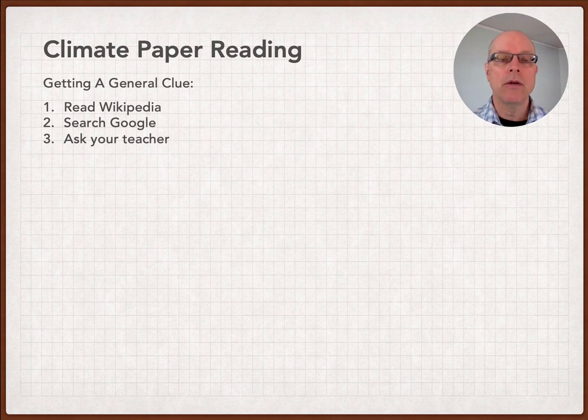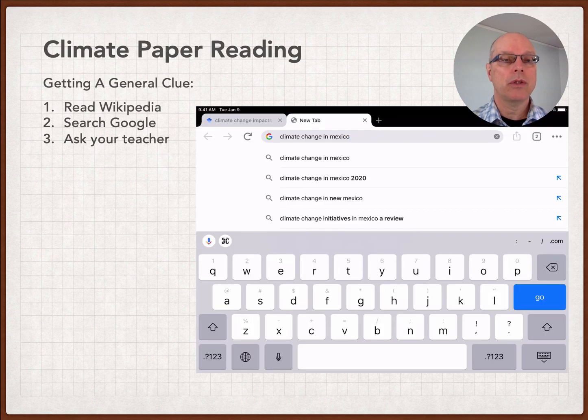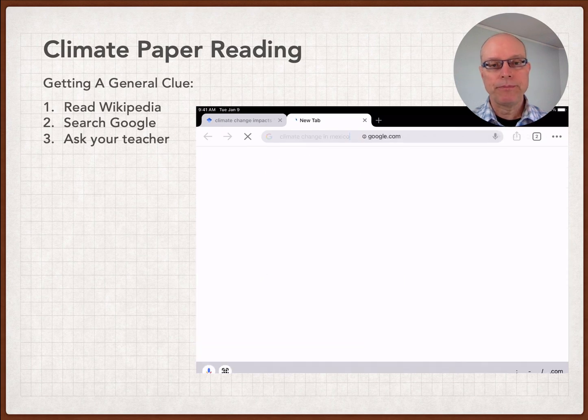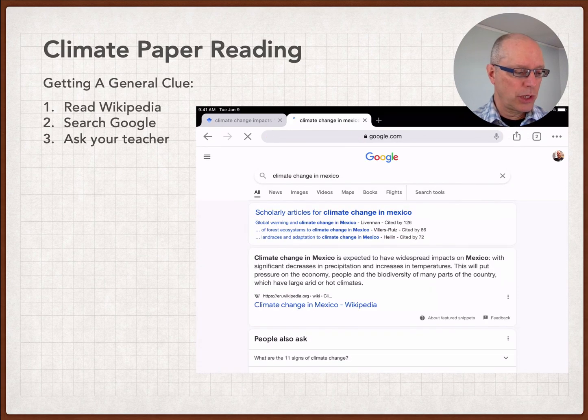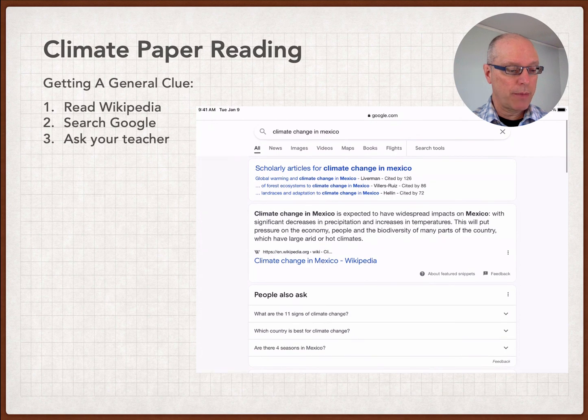Let's just say that you didn't really have a great feeling about what you wanted to do. So I was talking with somebody about looking at other countries and how other countries are being affected. So what I'm going to do is Google climate change in Mexico. And I'm just going to look at the first thing that comes up. And not surprisingly, the first thing that comes up is Wikipedia.